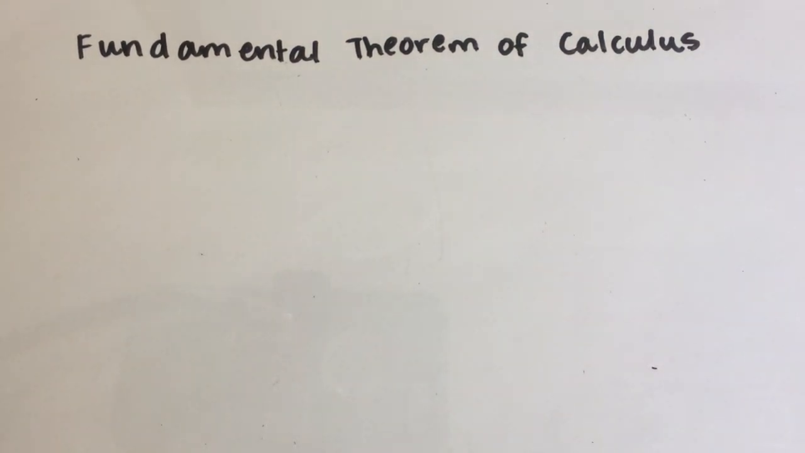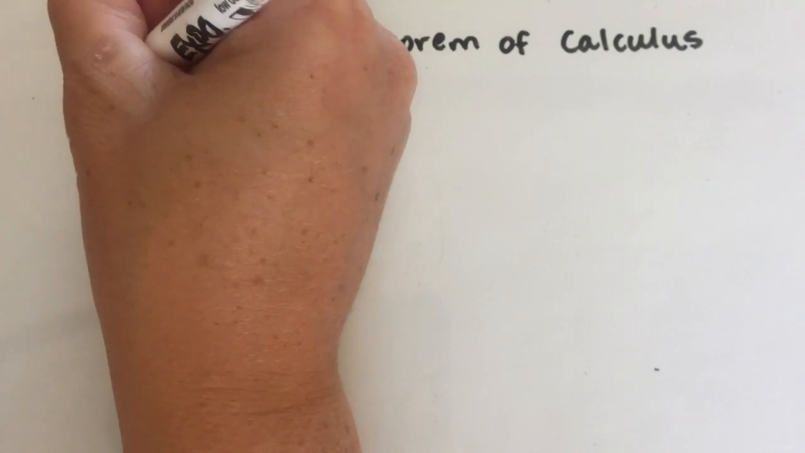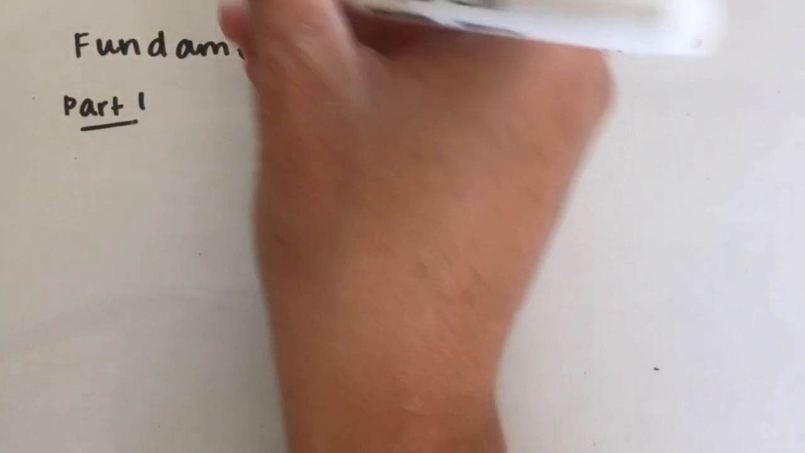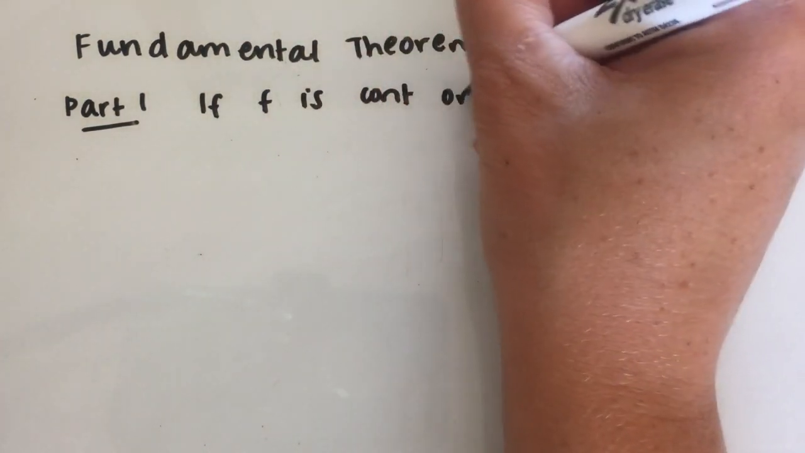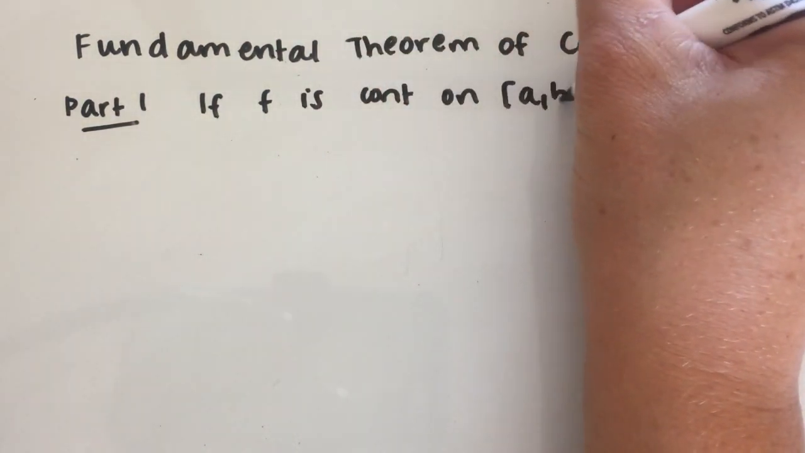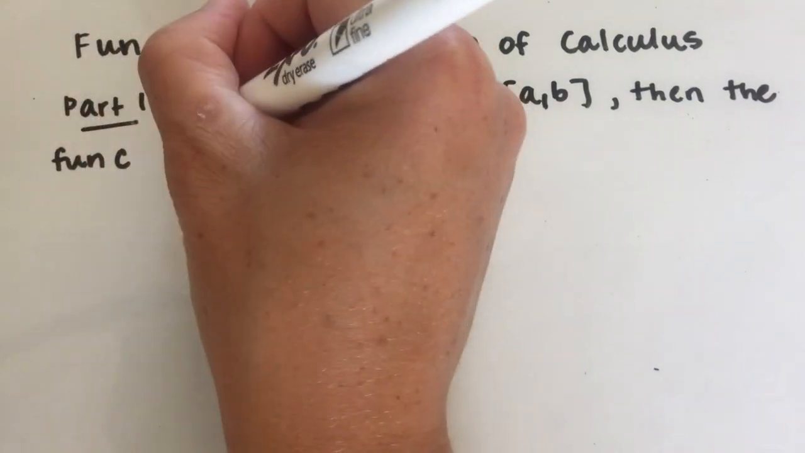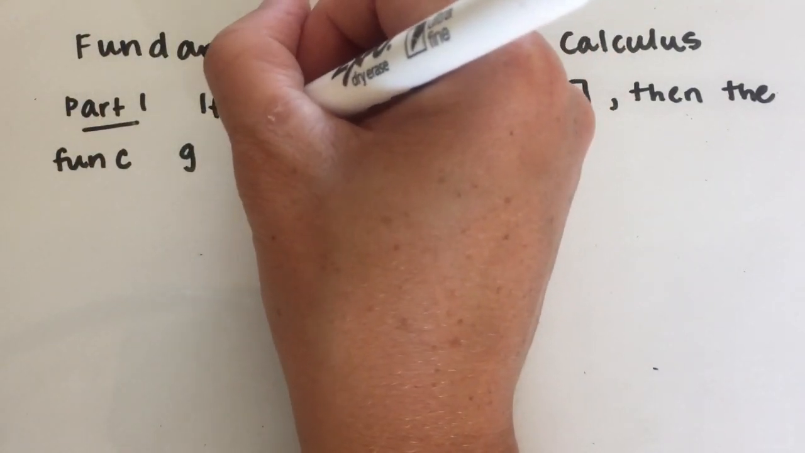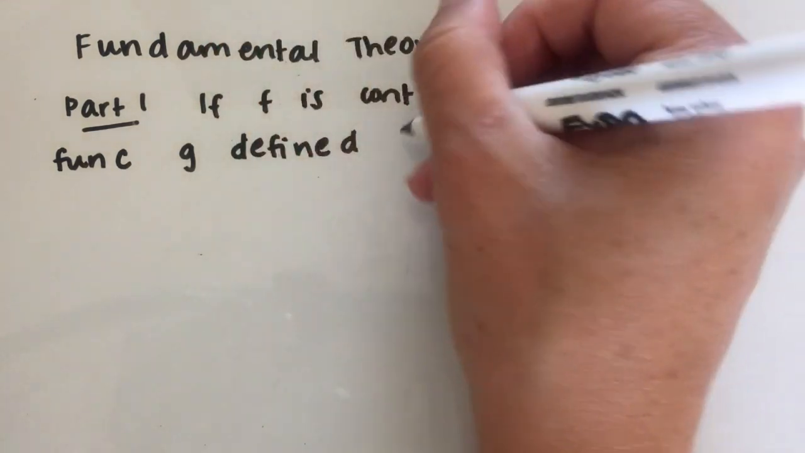In this video, I will be going over the fundamental theorem of calculus, both part 1 and part 2. So I'm going to first start off with part 1. This part of the theorem states that if f is continuous on a closed interval [a, b], and then we have this function g, which is defined as g of x equals the integral from a to x of f of t dt.